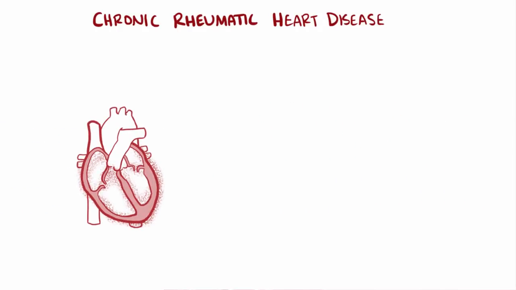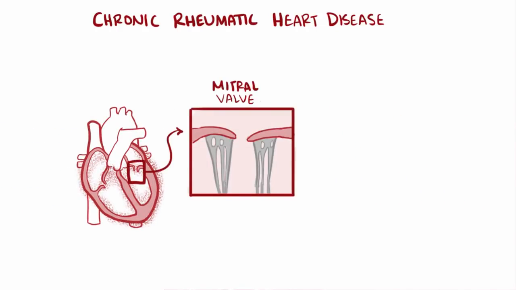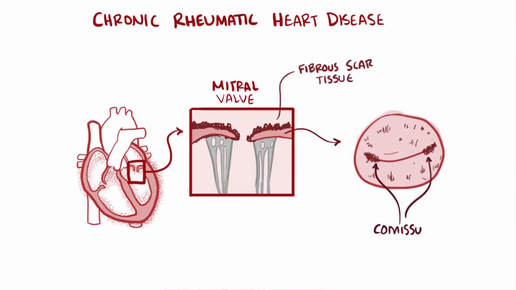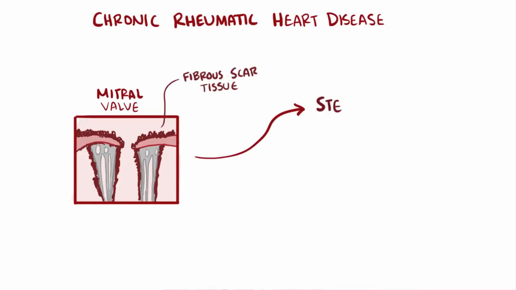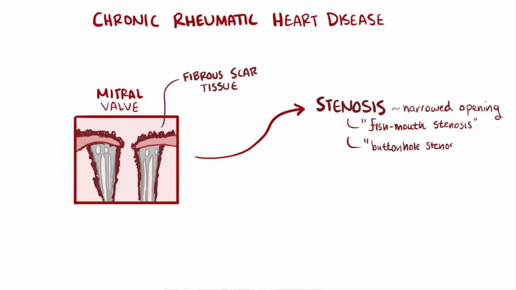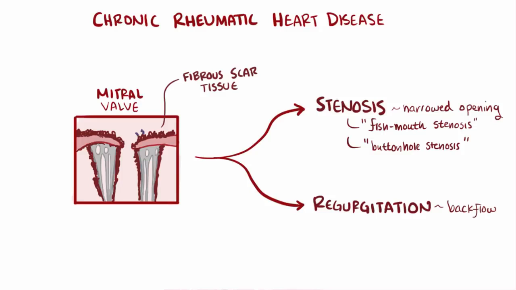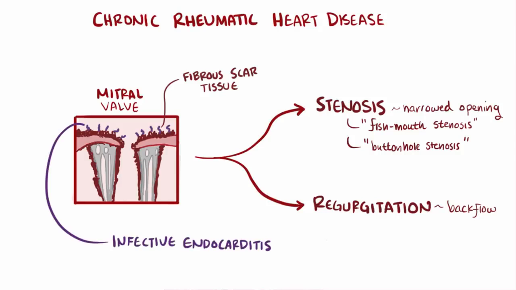With chronic rheumatic heart disease, the valves, typically the mitral valve, but sometimes the aortic valve, develop scar tissue from repeated inflammation. The leaflets of the valves become thicker and can actually fuse together, called commissural fusion. Also, the chordae tendineae, which are attached to the valves, can become thickened as well. These changes can cause complications with the valves, most commonly stenosis, or narrowing of the opening, sometimes called fish mouth stenosis or buttonhole stenosis. But it can also cause regurgitation, which is allowing blood to flow backward. These roughened areas are also at higher risk of microbial attachment and invasion, called infective endocarditis.